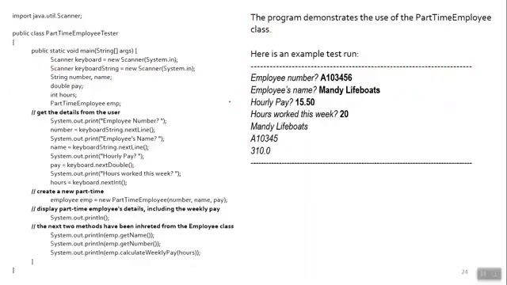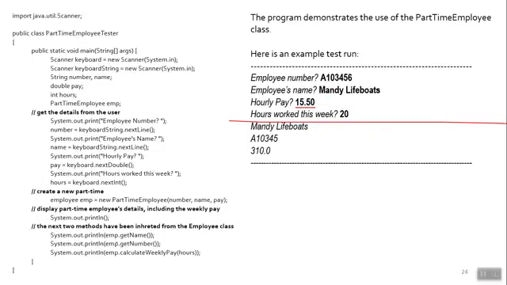Okay. So here is an example of a program that demonstrates the use of the part-time employee class. So employee number, we have something like this, and then employee's name, and hourly pay, 15.5 dollars. And then hours worked this week, let's say 20. So this would generate an output. These bold letters here are the user input, and then it would display the name.